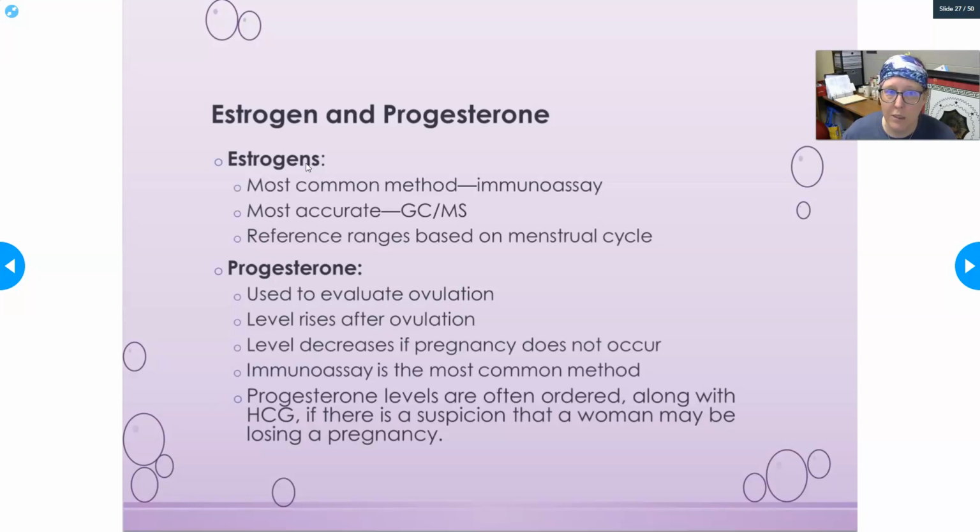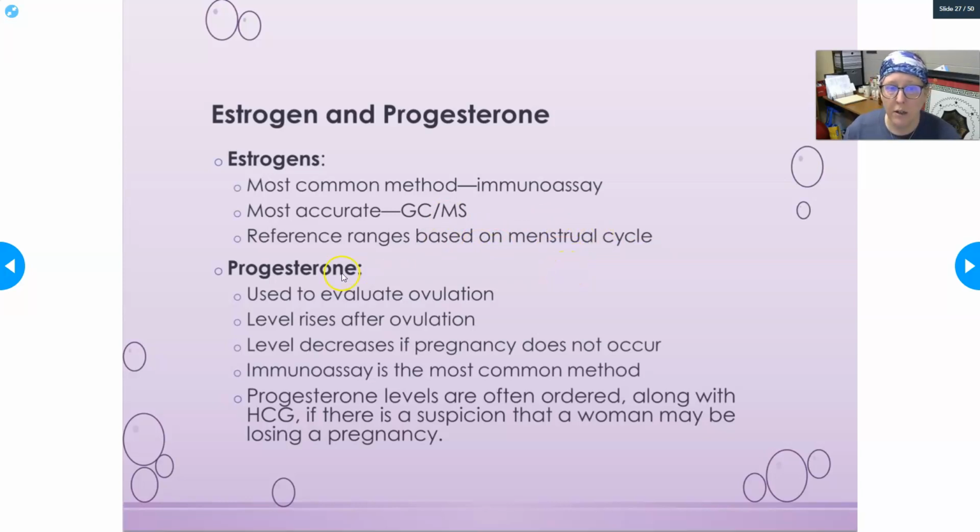The most common methods to assess estrogens are going to be immunoassays. The most accurate is going to be gas chromatography mass spectrometry. And your reference ranges are based on the menstrual cycle. As you saw, these hormone levels definitely vary depending on which day of the cycle a woman is in, so that requires accurate documentation.